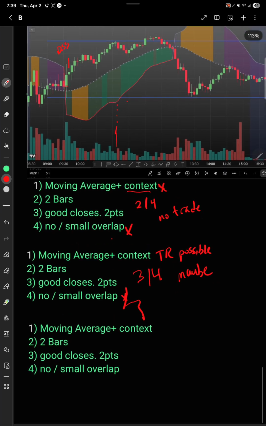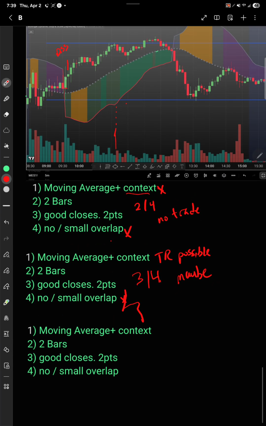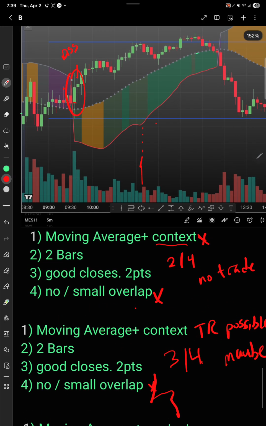The moving average context, well, it's right above the moving average. But look at the closes. They're no good. That close is a doji inside bar. That's no good. And the overlap, it's all overlap. So this is a no trade. This situation here is a no trade situation. You have nothing going in your favor. No trade. Okay, let's move on up.